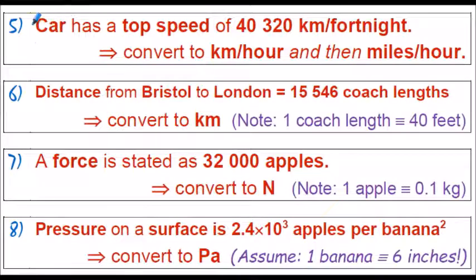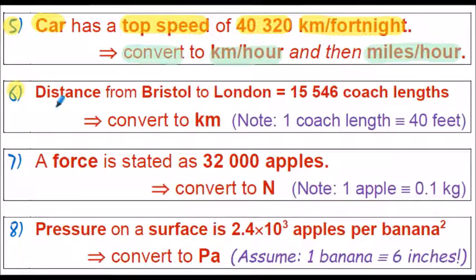And here's the last batch of conversions we have to undertake. So question 5, a car has a top speed of 40,320 kilometres per fortnight. We're asked to convert that into kilometres per hour and then into miles per hour.